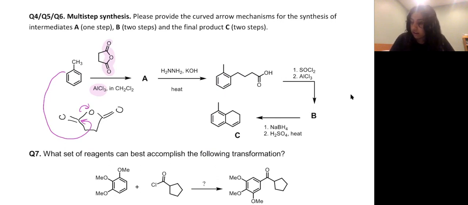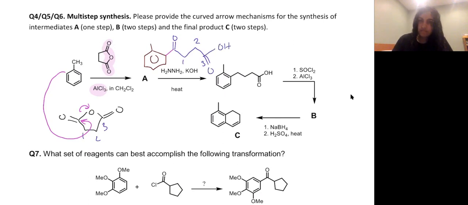So after that, I think product A would look like this. It would just be joined where I attacked the anhydride. Oh, not carbon counting. Okay. 1, 2, 3. And then there's an alcohol on that side. So that's product A.